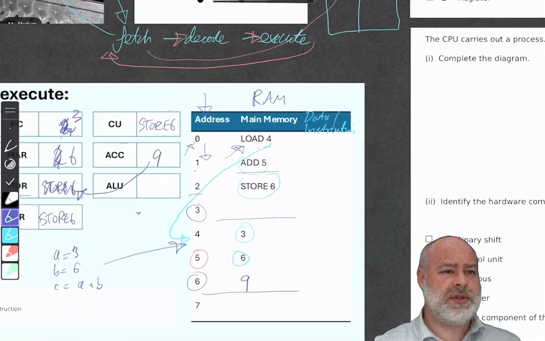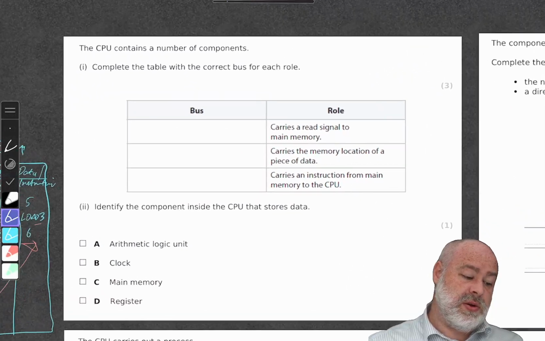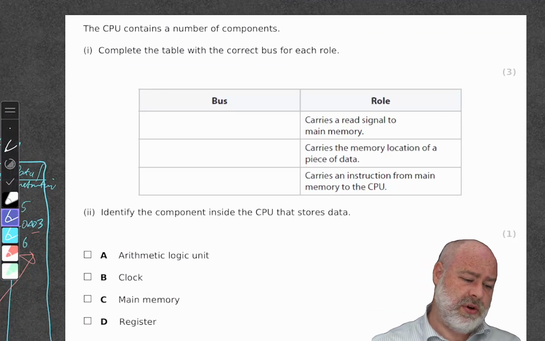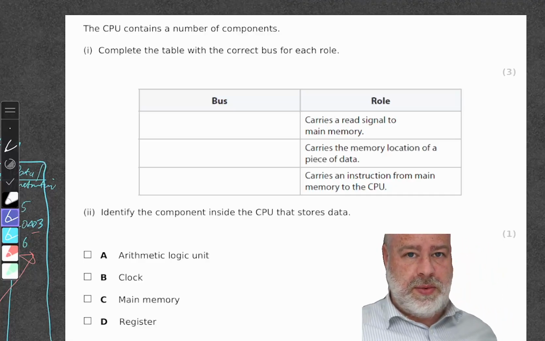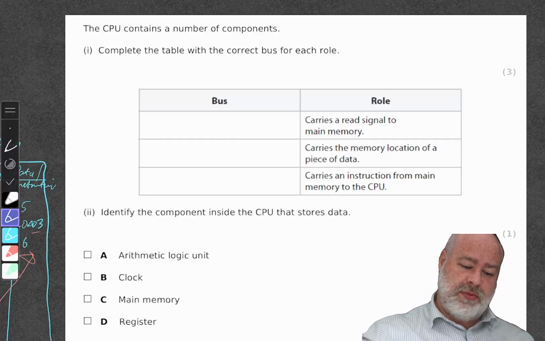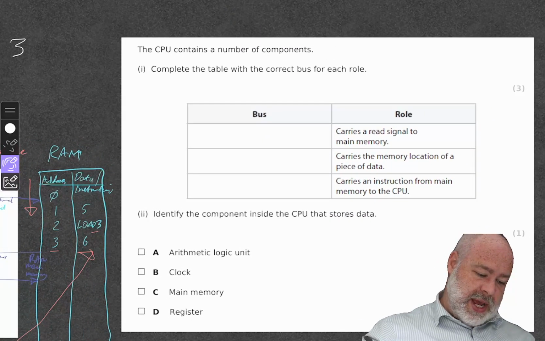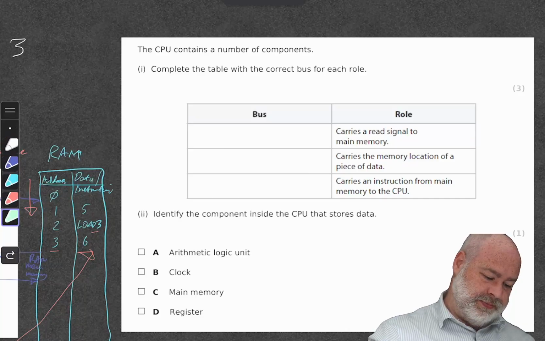Let's do some exam-style questions, so we can get used to these, what you might see in the exam. So we've got CPU contains a number of components. It sure does. I mean, we've covered a lot of ground there. Carries an instruction from main memory to the CPU. So the data in data stroke instruction area.